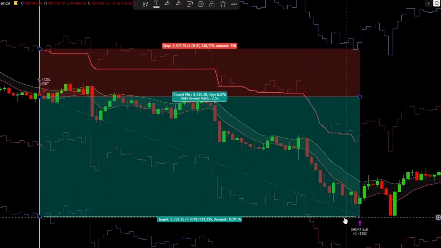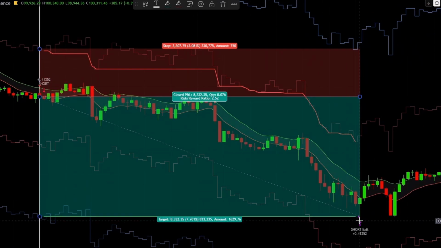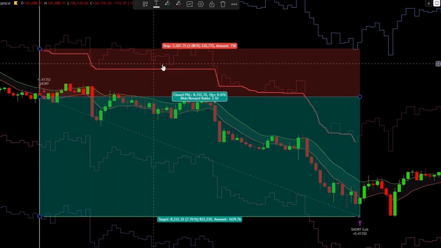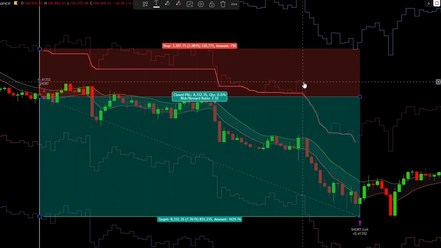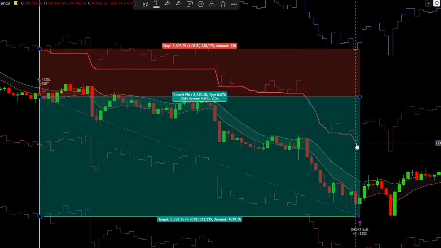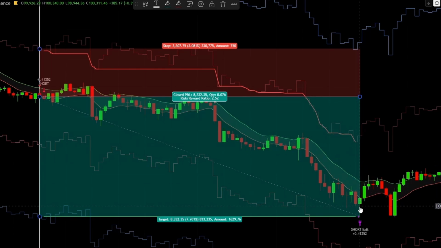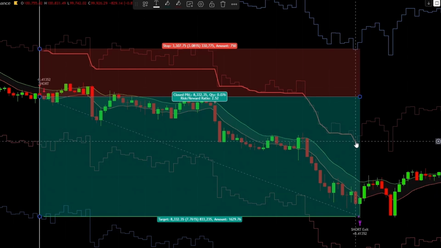In this case, as you can see, the short take profit level was hit right here, and it was a beautiful trade. Of course, this is a cherry-picked trade, I just wanted to show you a good example. Also, what you can observe here is that the trailing stop loss ended up right here, which means that in the worst case scenario, if the price would have shot up right here, we would have still ended this trade in a profit. That's the beauty of using a trailing stop loss.